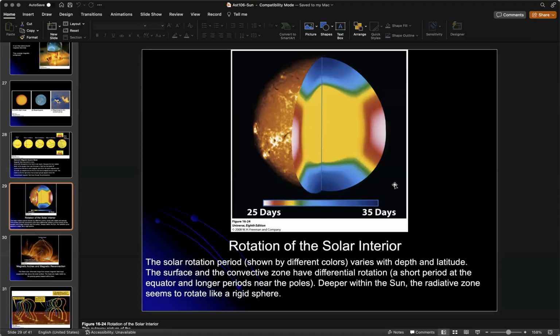On an average, though, the interior of the sun, which consists of the thermonuclear energy core and the radiation zone, doesn't have a differential rotation, it has a solid rotation. So all of it spins at the same rate, and it takes about 28 to 30 days to spin.